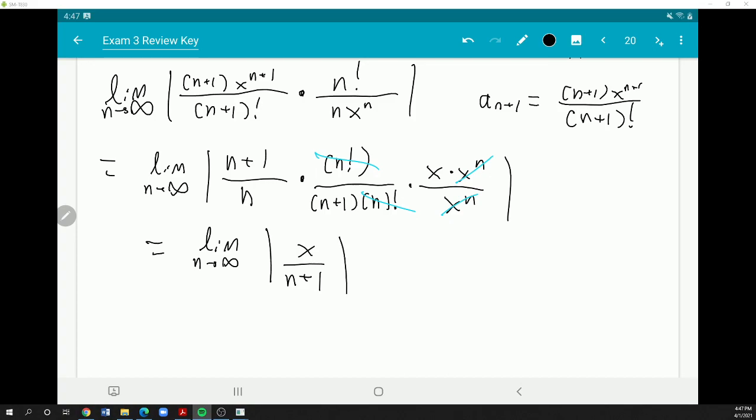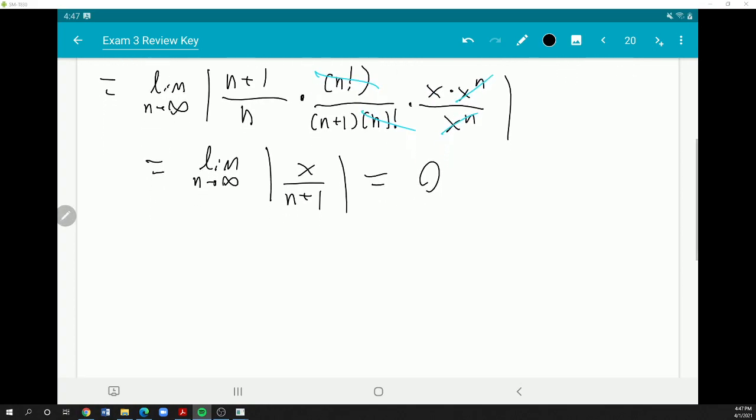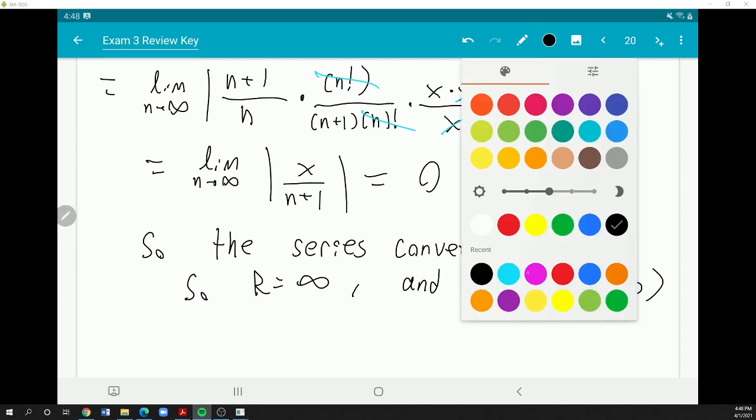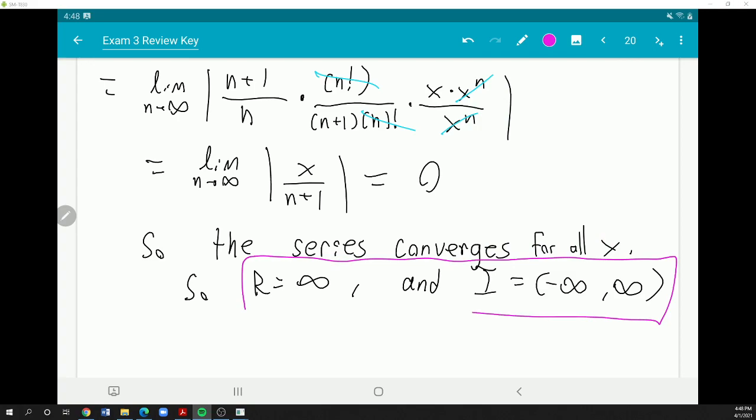When I think about it, this x is just some fixed number, so this limit is equal to 0. In other words, the series converges for all x, right? Because no matter what x I pick, if I take this limit, I'm going to get 0. So R is equal to infinity, and I is automatically minus infinity to infinity. Remember, infinity is not a number, you can't plug it in. So you like to see these because they're quick and easy. And that's how you do number 12.